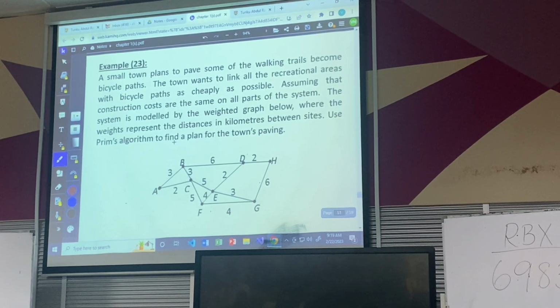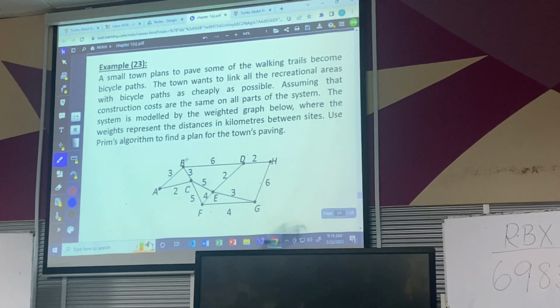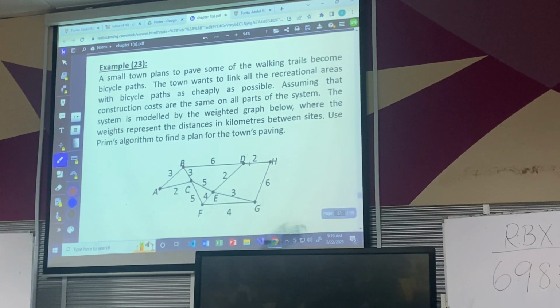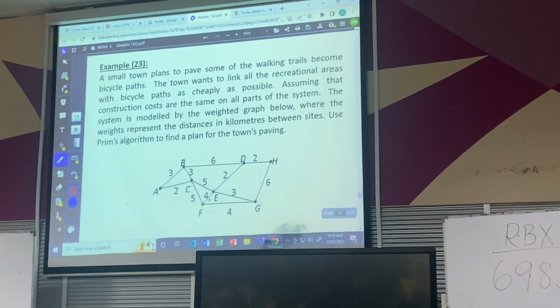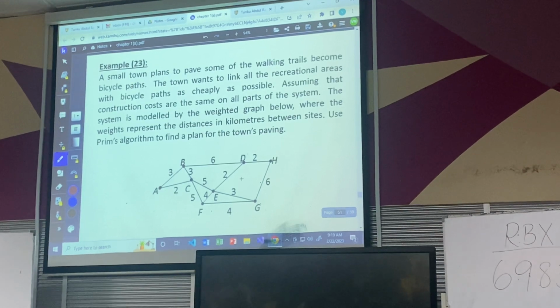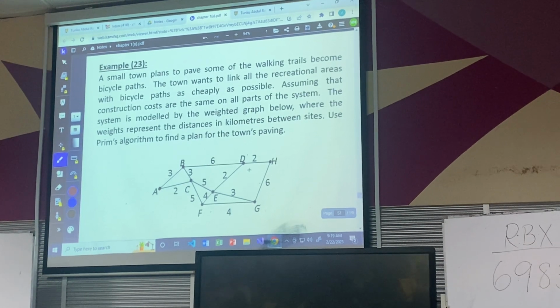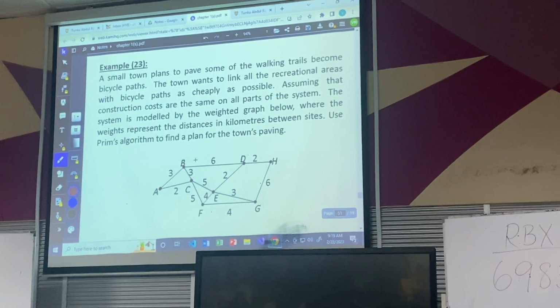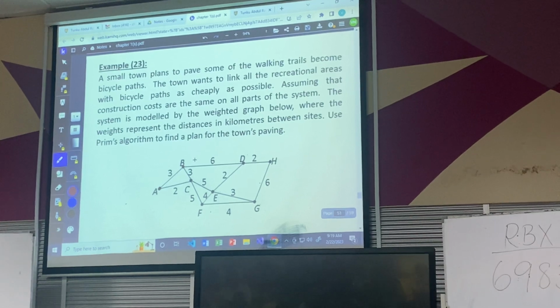Follow what we said just now, and for this you can choose any root. Not necessarily must we start with the same root. Maybe some of you want to start with E, some with A, some with H. It's up to you. Finally, you will get the same minimum total weight. No worry. If you get a different one, then maybe your answer is wrong. If your answer is correct, you should get the same weight.